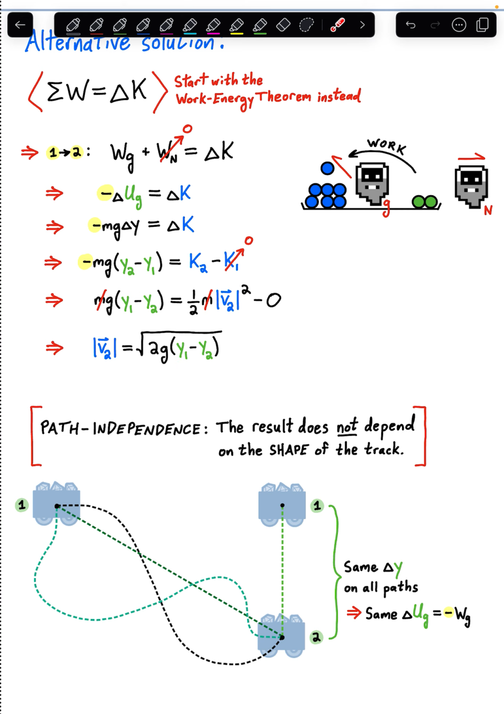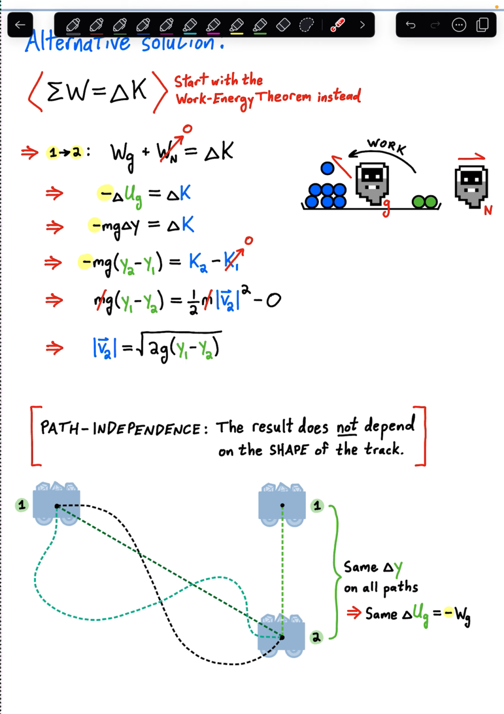So a path that could have had any other shape, a track with any of these other shapes to get from 1 to 2, would have resulted in this same final speed. Same final speed no matter what the shape of the track was. It only mattered where we started and where we ended.